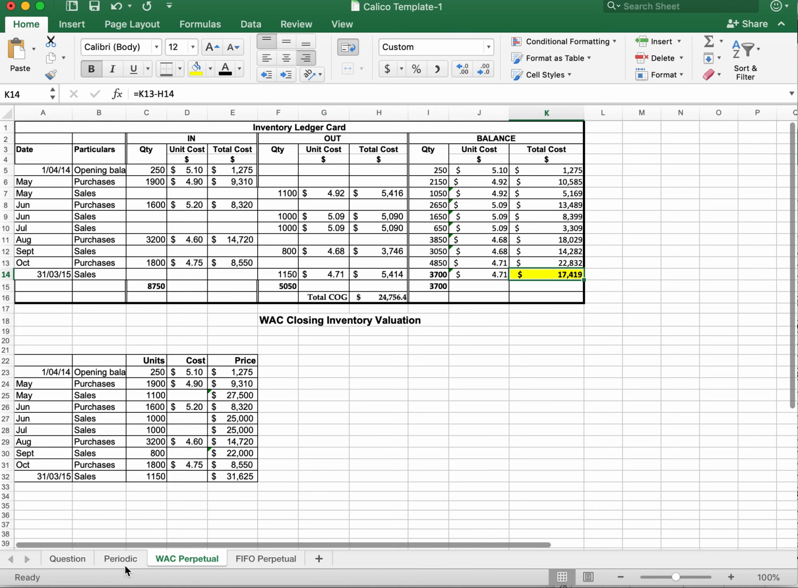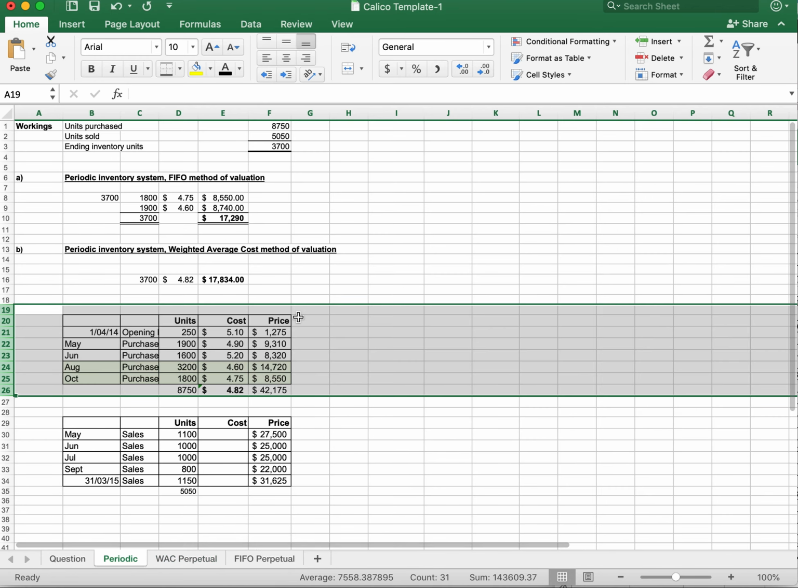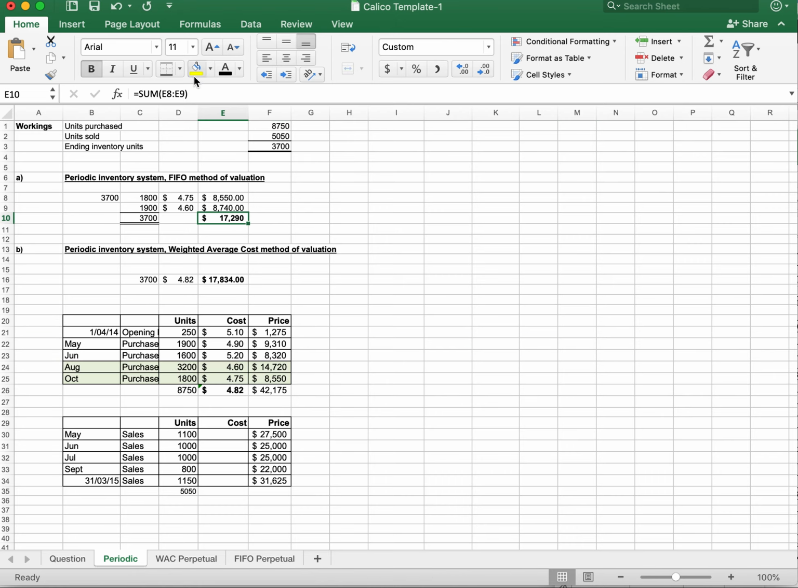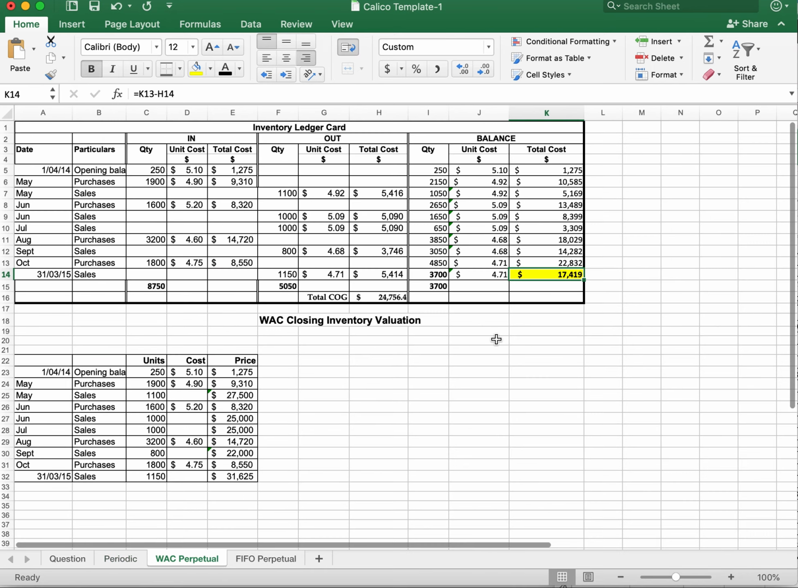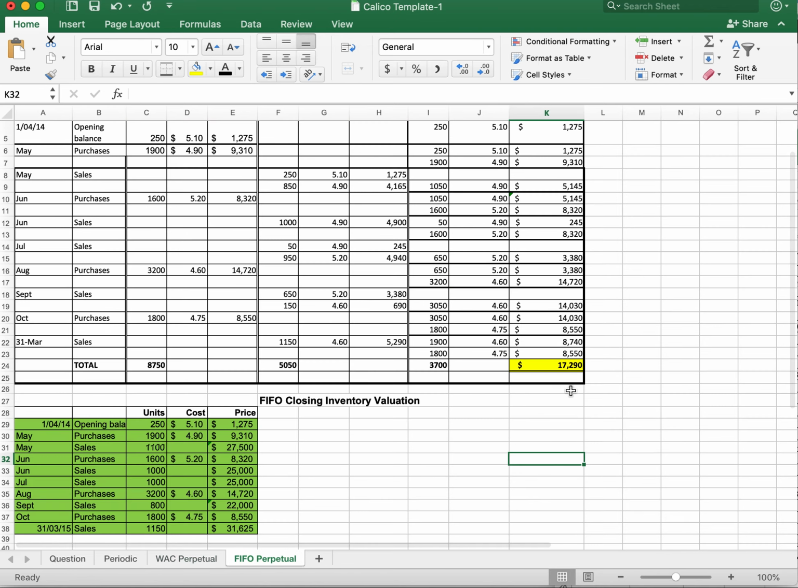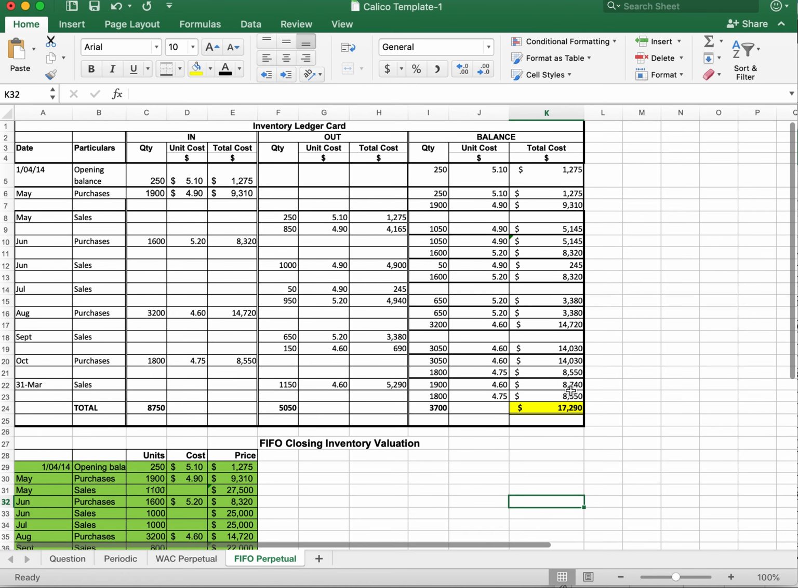We have 3 different methods. Okay, 4 different methods to tell the truth. Okay, they're all pretty close. 17,290, 17,834, 17,419, 17,290. Right, so they'll sort of come up with a similar value.